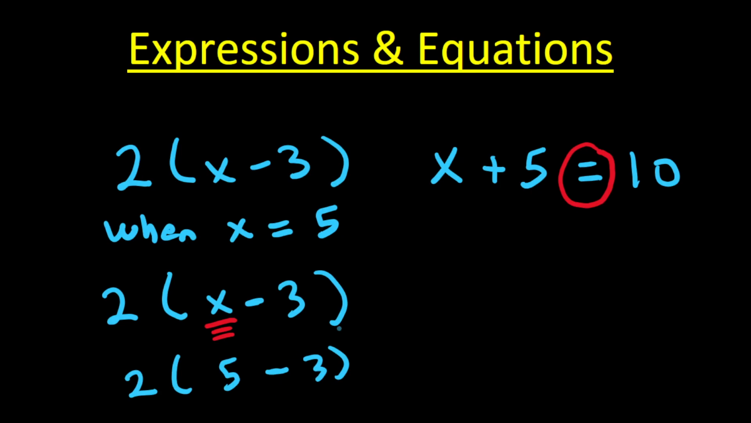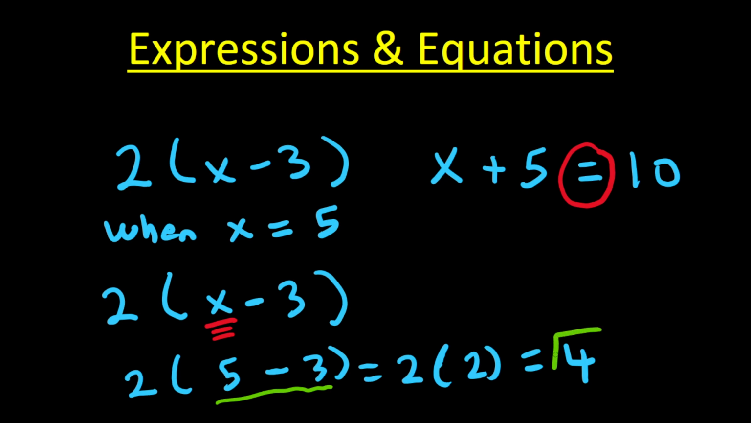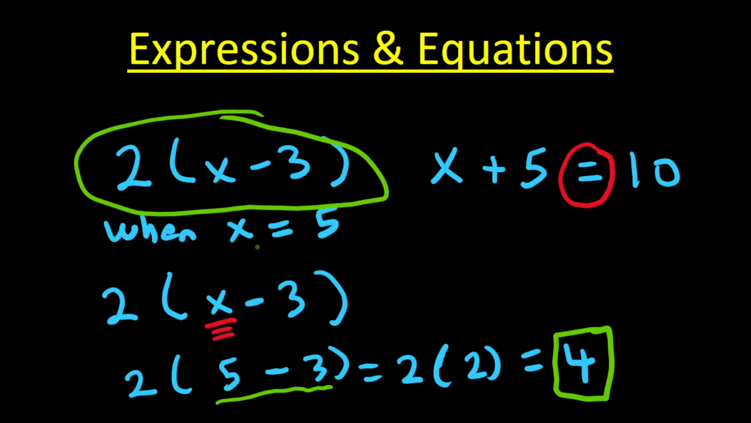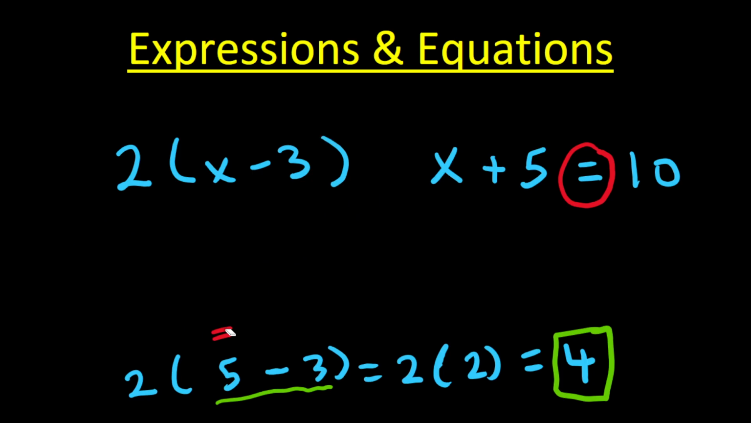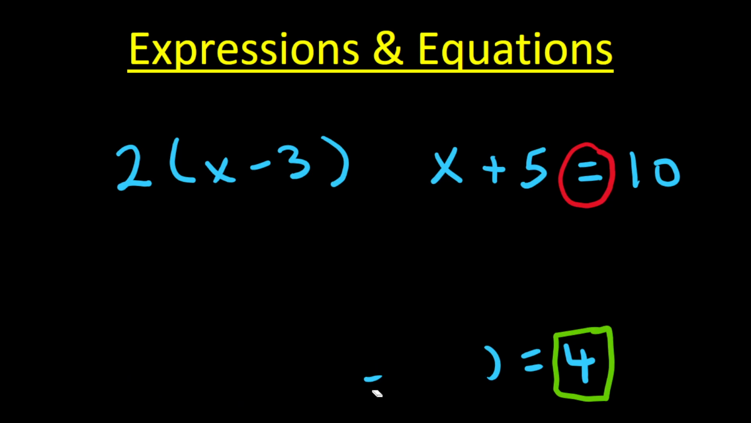And then we can use PEMDAS to solve the rest. So 5 minus 3 is 2. So this comes out to 2 times 2, which is 4. And 4 is what this original expression evaluates to when x equals 5. So that's how we deal with expressions. That's how we evaluate them and simplify them as well.